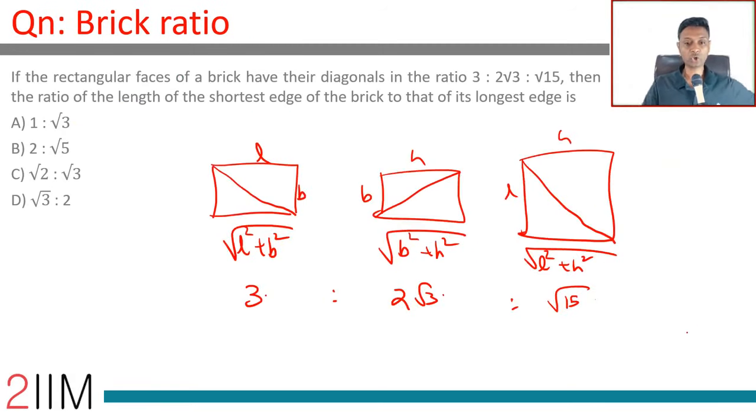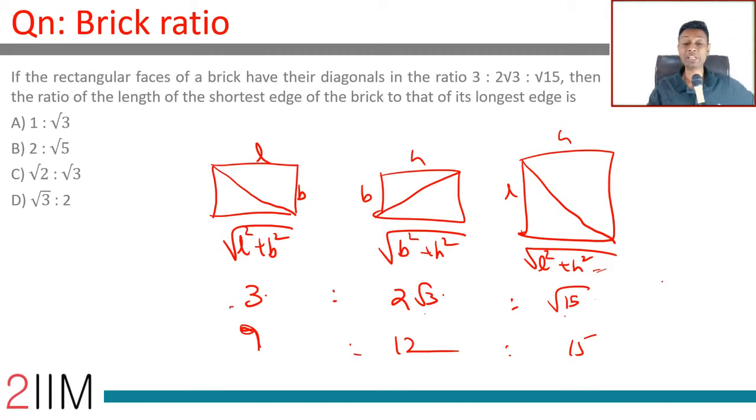First up, we need to find out that we're talking about root of L square plus B square, root of B square plus H square, root of L square plus H square. This ratio is given. So square that, the ratio will be 9, 12, 15. L plus H is the largest, L and B is the smallest. So find the 3 terms. One of those will be the largest, the other will be the smallest, and we can figure out and find the rest.